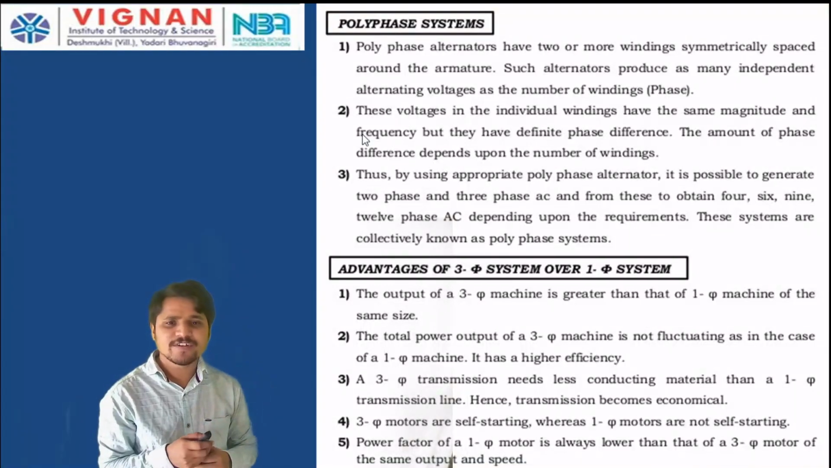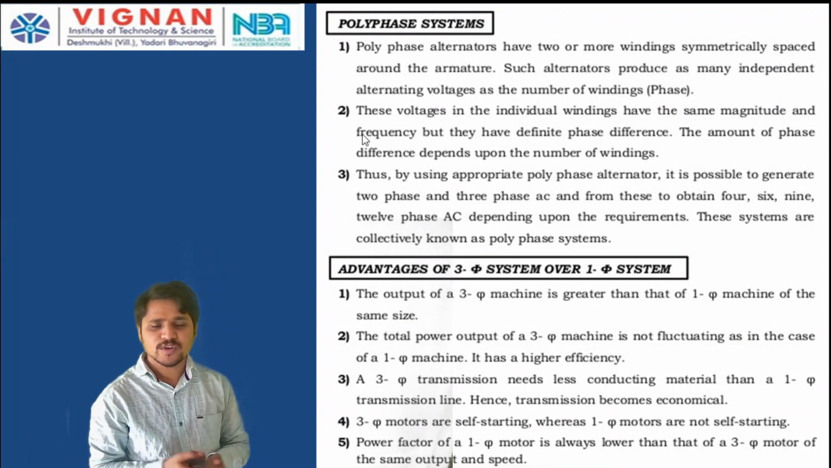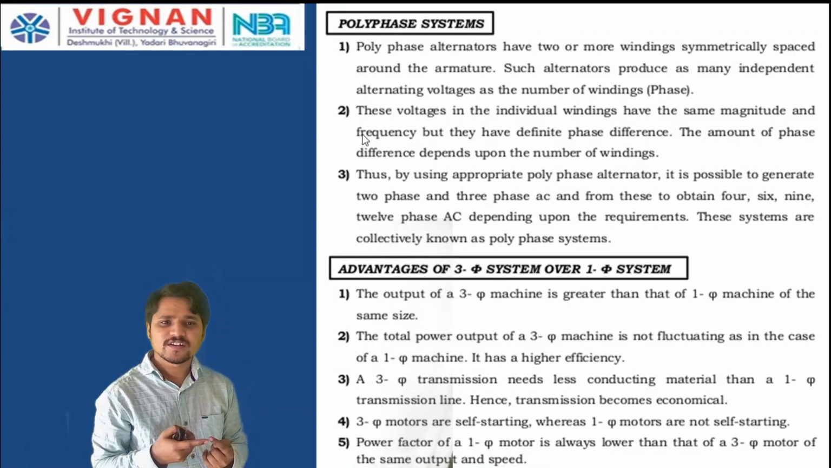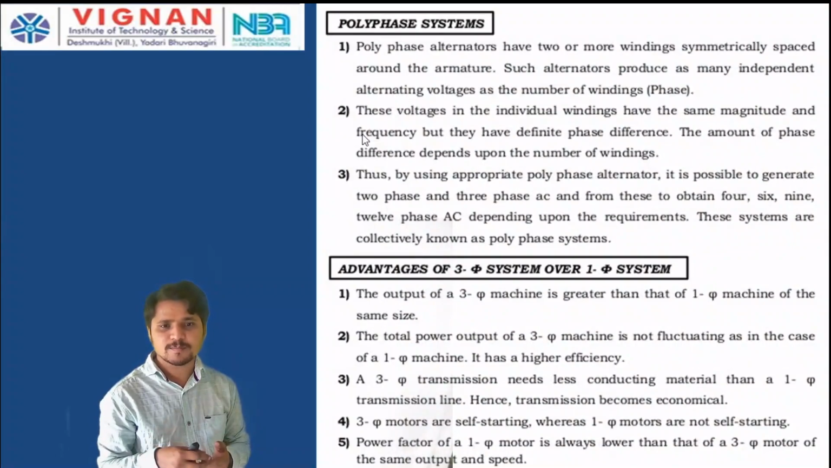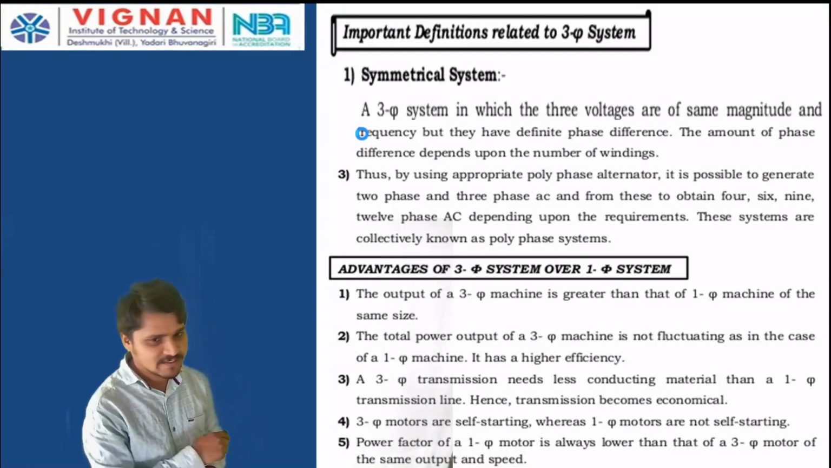So, these are the various advantages of the three-phase system compared to the single-phase system. We can save the cost. You can save the copper, that means some amount of power can be saved. It is economically beneficial compared to the single-phase system. Okay? So, these are a few advantages of the three-phase system over a single-phase system.